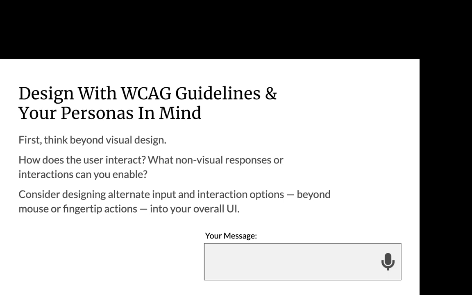I also like to think about really designing with these guidelines in mind and thinking beyond just the visual. So how does your user interact? Are there non-visual responses or indications, interactions that you can actually enable? And this is an example right here. If you have a text field, simply give quick access to voice input in case somebody might not be able to type in whatever is going into that field.